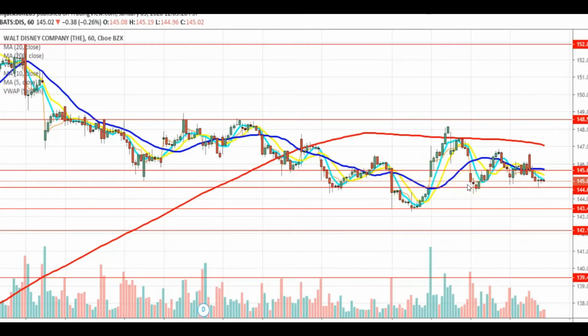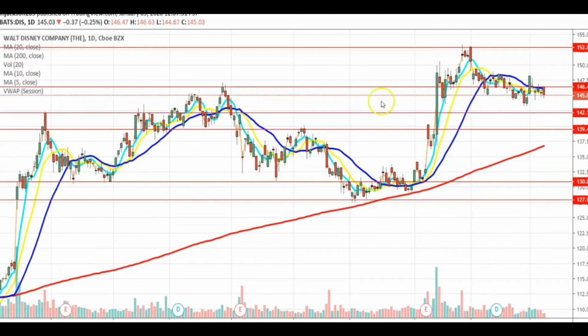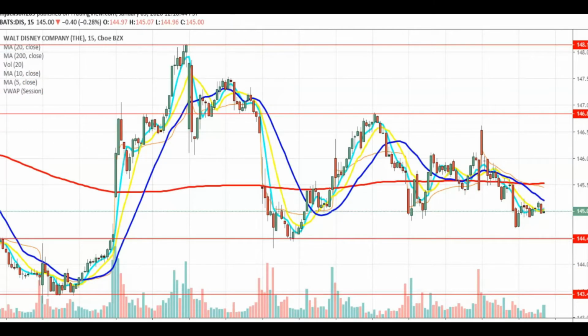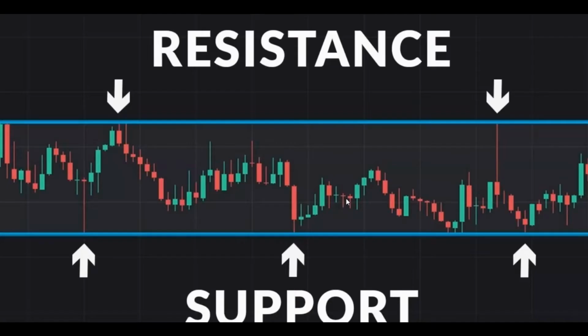The interesting component is it's bouncing off of these lines of support and resistance that we drew on the daily. That's the key part that I want you to take away, so you can understand how support and resistance works. We're talking about support right now. This is the same stock on the 15-minute chart, showing you again how these lines that we drew on the daily are being honored, because of support. Now we understand support.